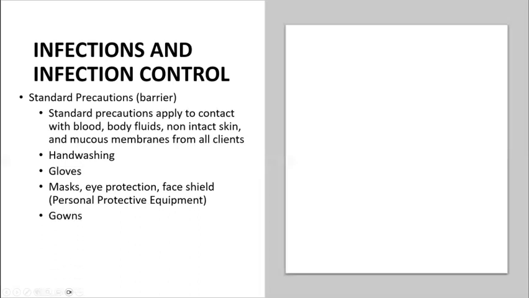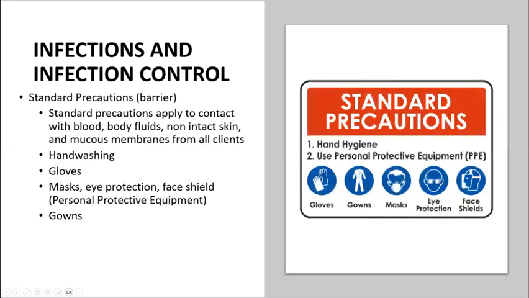Gowns also form part of our personal protective equipment, and we want to use clean, non-sterile gowns to protect the skin and prevent soiling of clothing during procedures and client care activities that are likely to generate splashes. They should be removed promptly, and you want to wash your hands after leaving the client's environment. So these are part of our standard precautions: hand hygiene and use of personal protective equipment like gloves, gowns, masks, eye protection, and face shields.